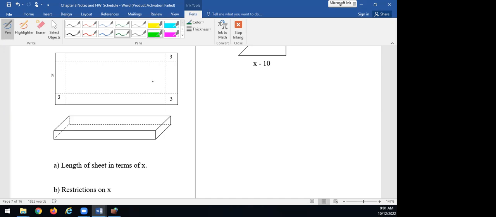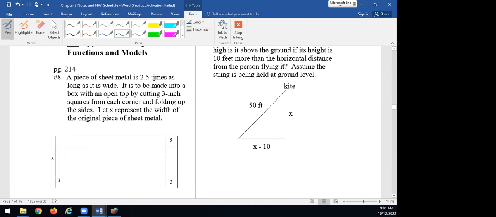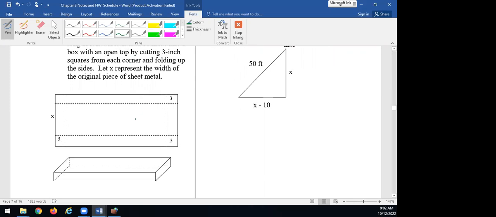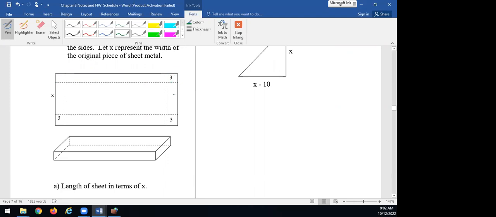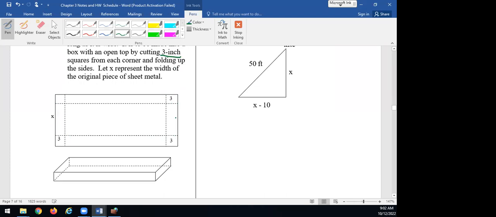All right, so let's look at what is happening here. A piece of sheet metal is 2.5 times as long as it is wide. So it is 2.5 times as long as it is wide. It is to be made into a box with an open top by cutting 3-inch squares from each corner and folding up the sides. Let x represent the width of the original piece of metal. So this is the original piece of metal. And what they're doing, they're cutting 3 centimeter squares. Sorry, 3 inch, the unit is inch. They're cutting 3-inch squares from each corner to form an open top box.